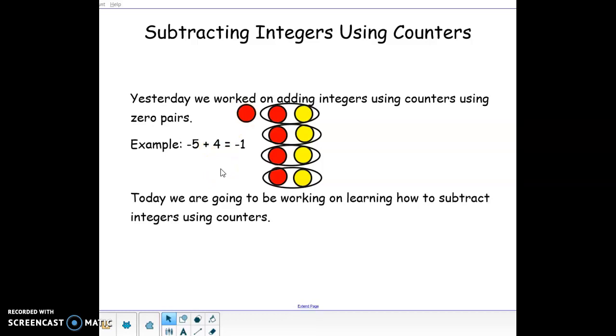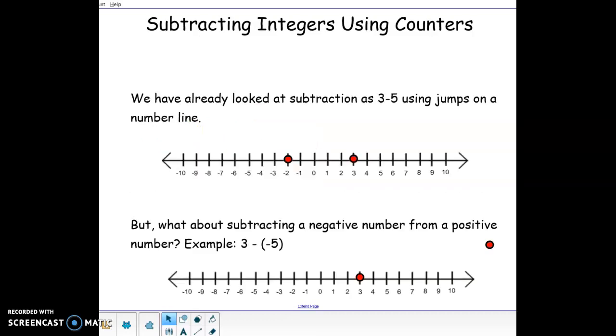So today I'm going to talk to you about how to subtract integers using counters. Now, there are two different ways to subtract integers using counters, and we're going to talk about both of them today. The first thing I'm going to do is talk a little bit about subtraction using jumps on the number line. We already did this a couple of days ago.